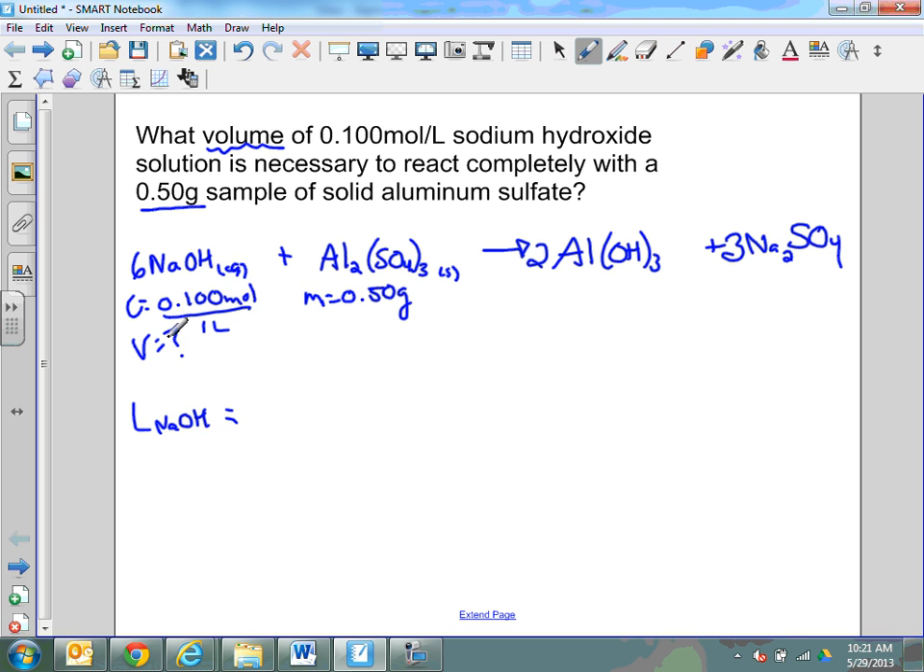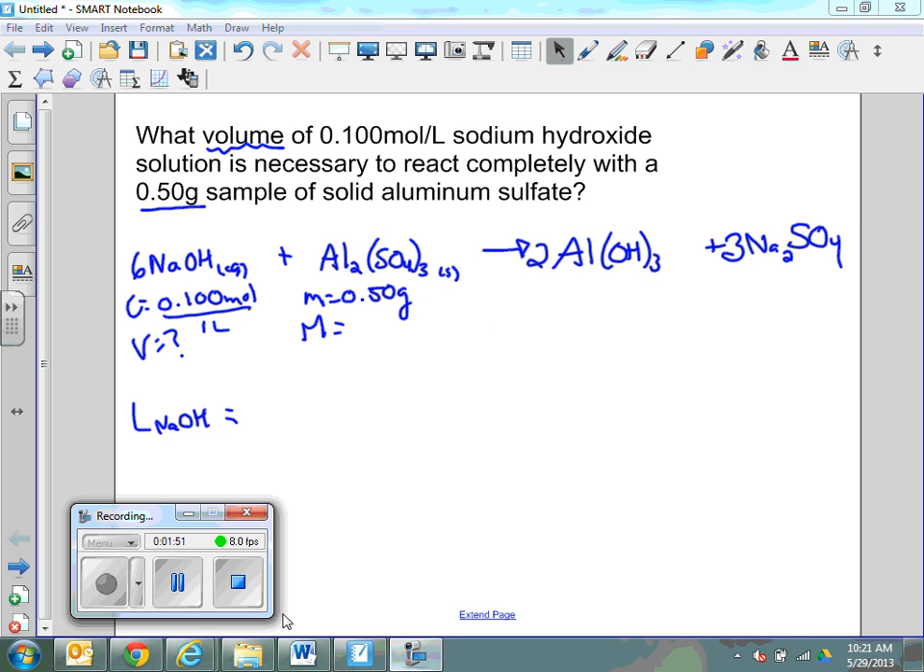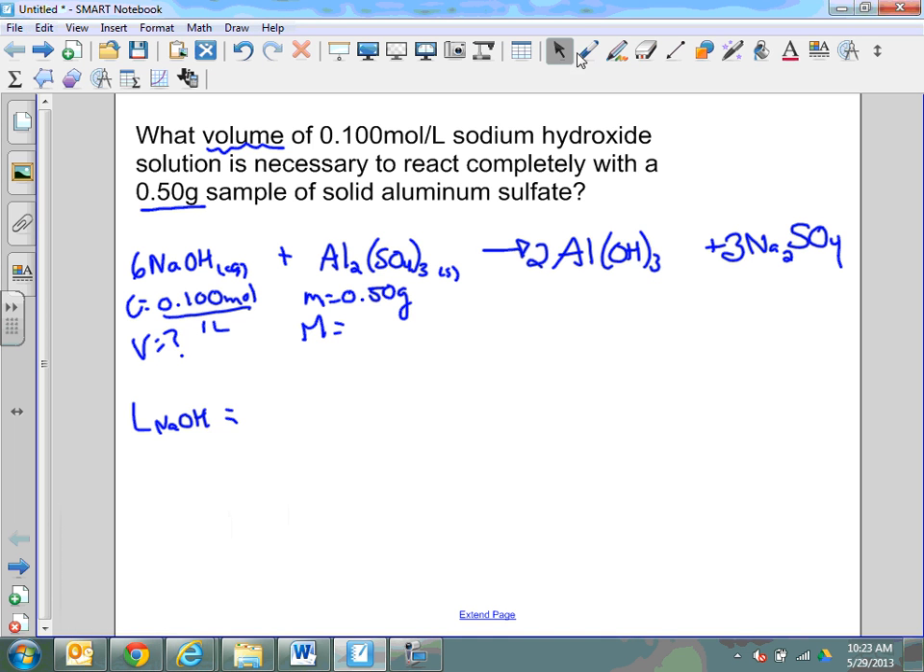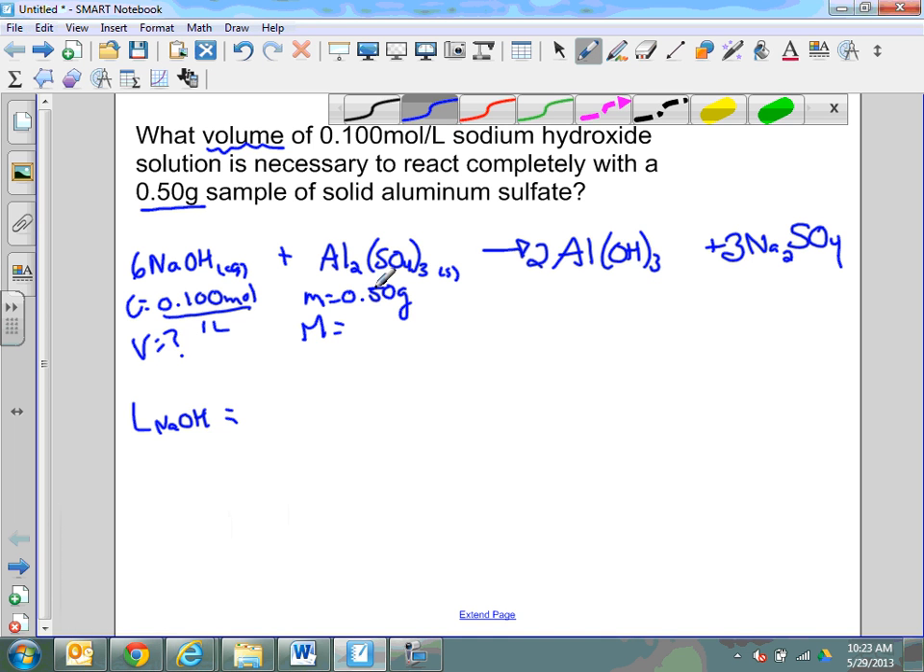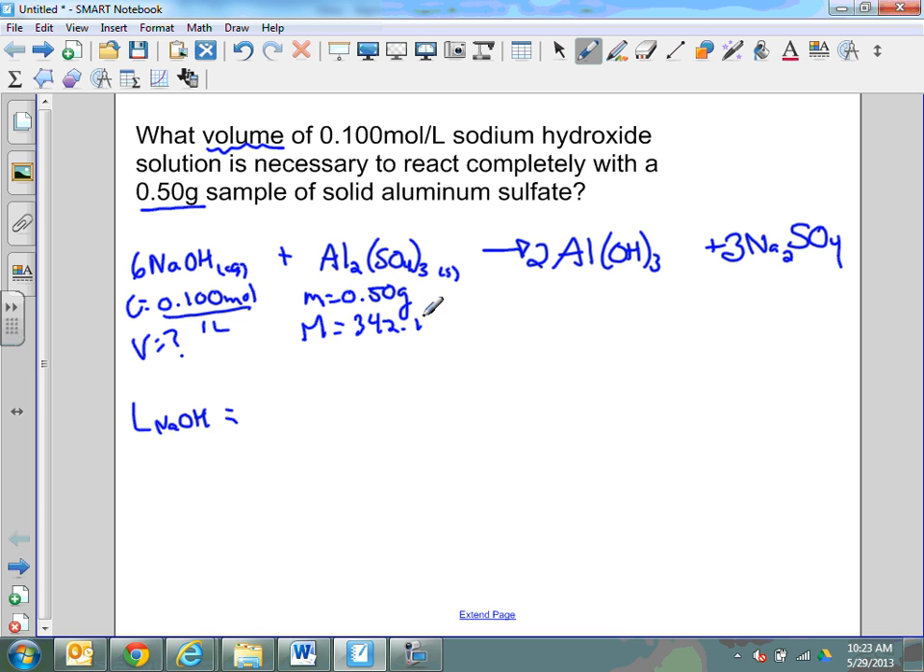Start with our known, which is the mass of this. I also need to find the molar mass of aluminum sulfate, because I'll need to use that eventually as well. So our molar mass is 342.17 grams per 1 mole.